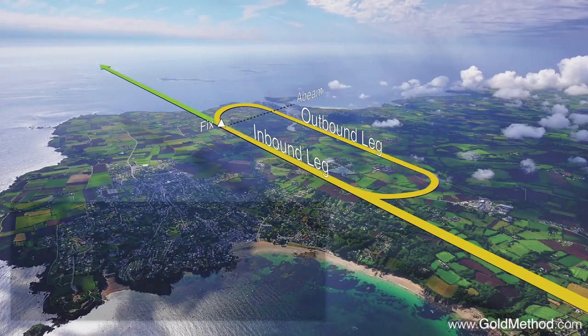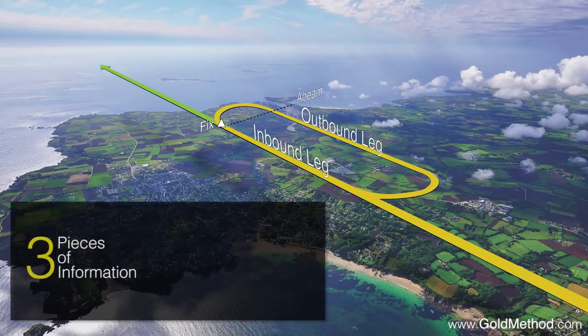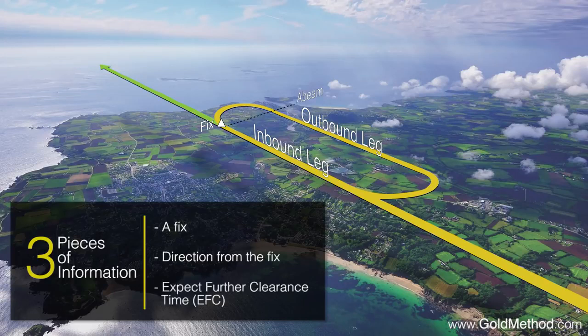If you are issued a hold, you will always be given 3 pieces of information. A fix to hold at, the direction for the fix of the inbound leg, including the radial or airway, and an expected further clearance time, or EFC. Without these 3 things, you won't have enough information to fly a non-published hold. We'll go through some examples of this at the end of the video.